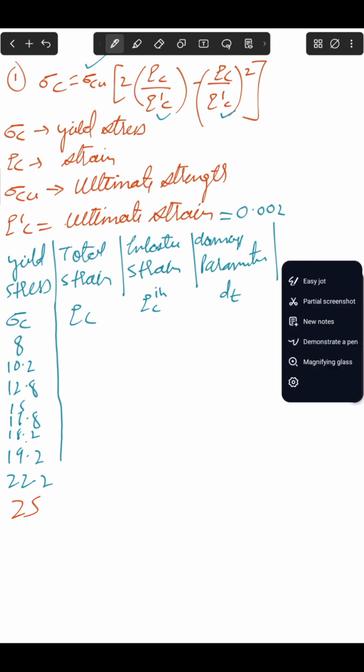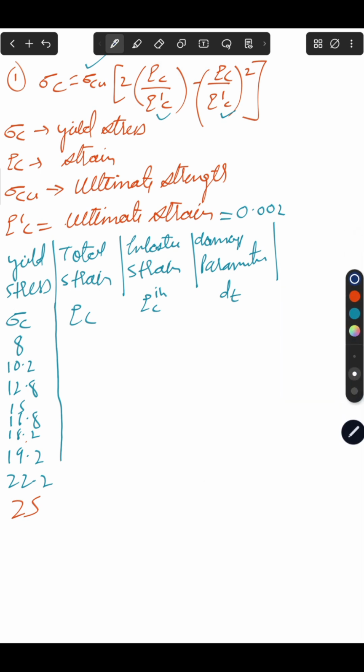Now reduce this value again. We have 22.2 and so on; similarly reduce these values like 22.2, 19.2 and so on, then 18.2, 16.8 and so on up to 10.2 and 8, and give one more value, like 3 or 4. So we need to define the sigma c values.